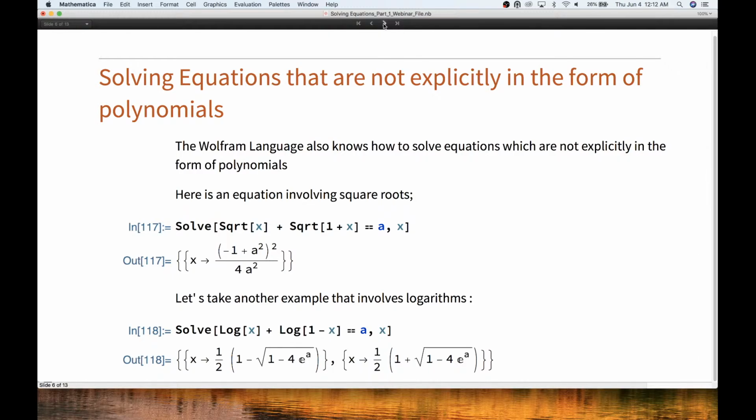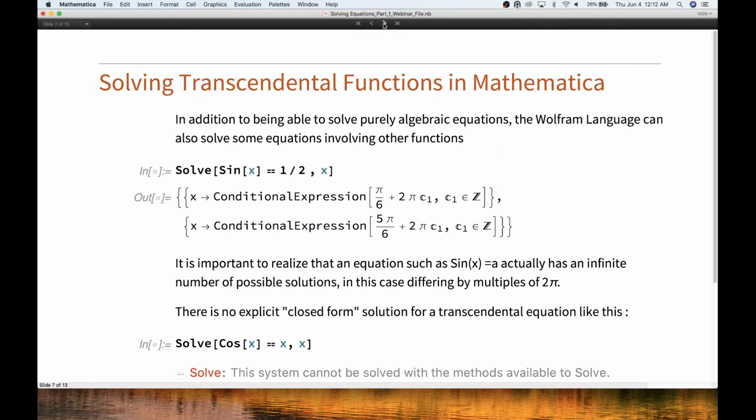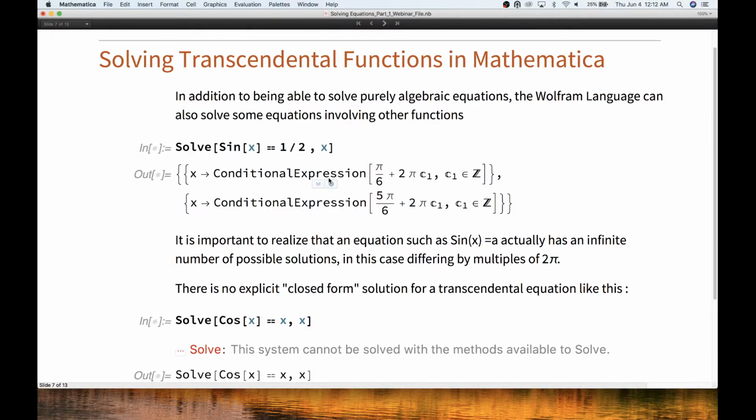So in addition to being able to solve purely algebraic equations, the Wolfram language can also solve equations involving other functions. So for example, solve sine of x is equal to 1 by 2 with respect to x. And you see Wolfram gives an explicit solution, the values being pi by 6 and 5 pi by 6.